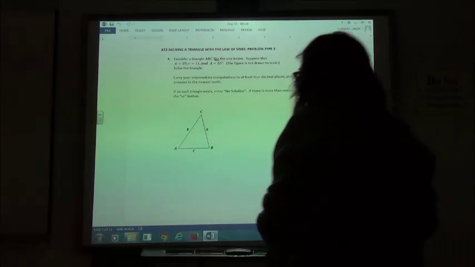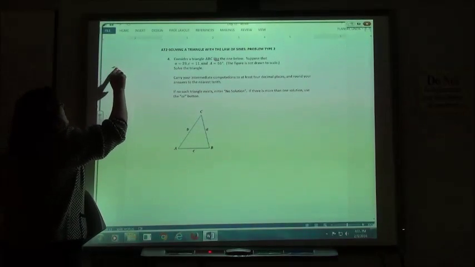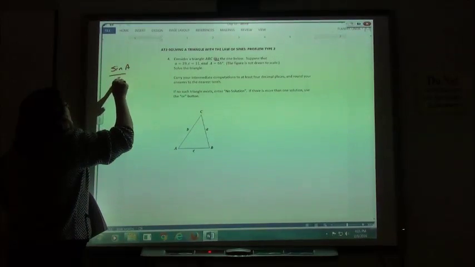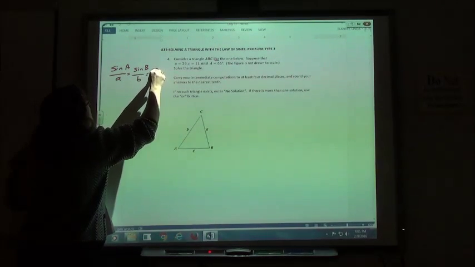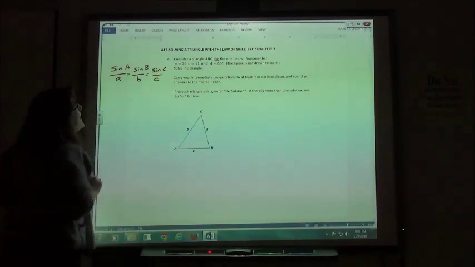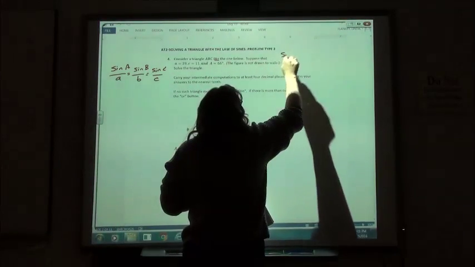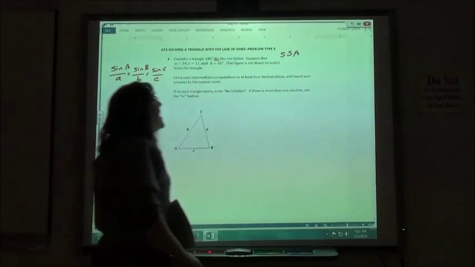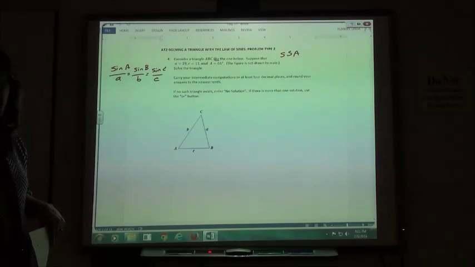Number 4, we're solving a triangle using that law of sines that we had before that said sine of A over A equals sine of angle B over B equals sine of angle C over C. However, in this case, we are going to have ones where we have two sides and an angle, side-side-angle. And when we have a situation like that, we could just have one triangle that works, we might have two triangles that work, or we might have no triangles that work.